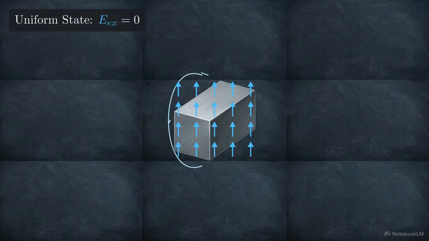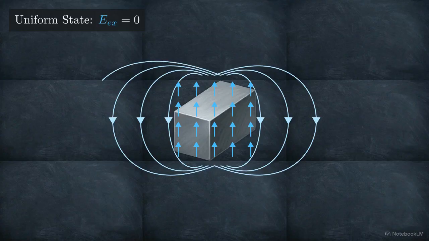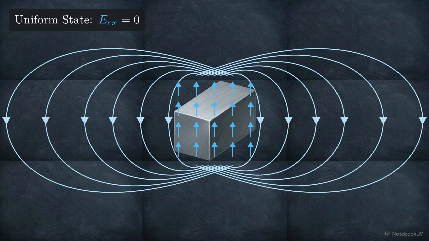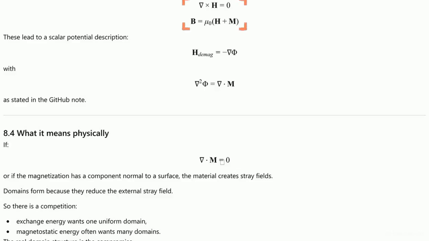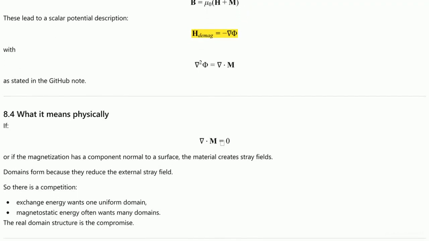But as we see here, a uniformly magnetized block pushes magnetic flux lines out into the surrounding space. Creating this large stray field requires a massive amount of magnetostatic, or demagnetizing, energy. According to the magnetostatic Maxwell equations shown here, any time the magnetization has a component normal to a surface, it acts as an effective magnetic pole. These poles generate a demagnetizing field that directly opposes the internal magnetization, incurring a severe energy cost.